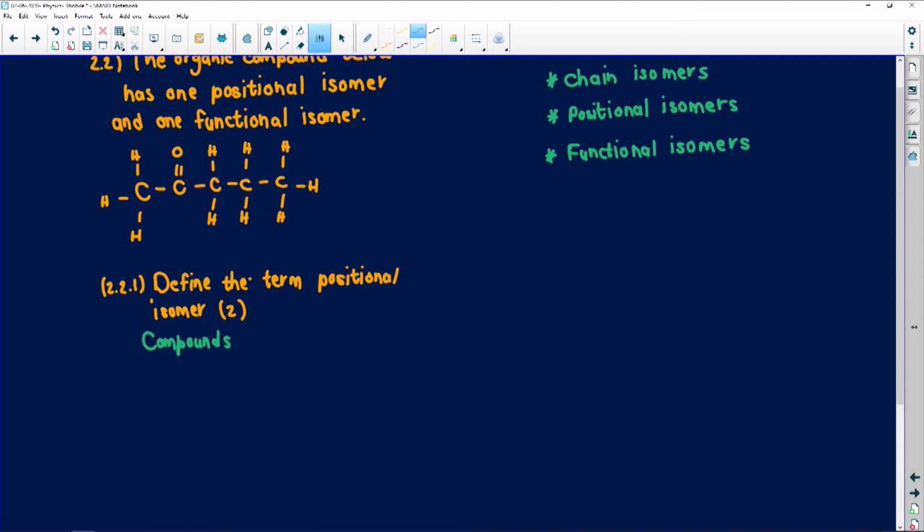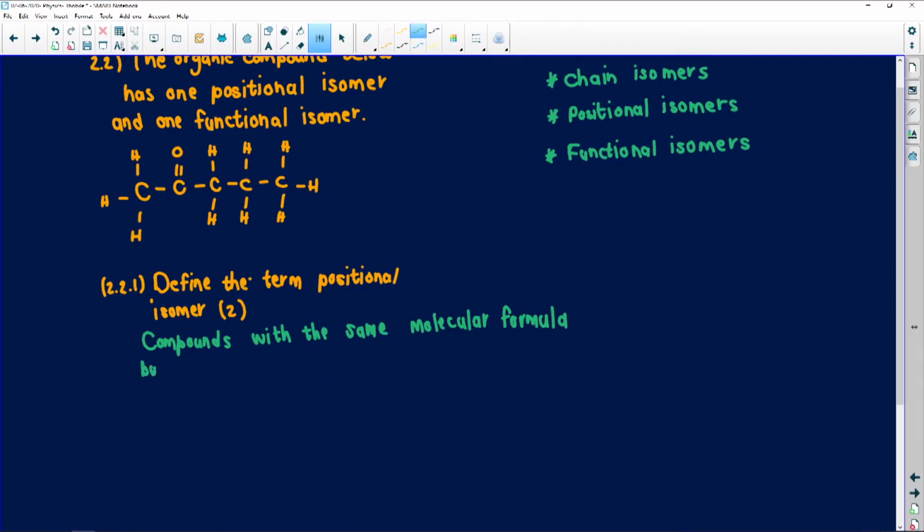In this case, if we're defining the term positional isomer, we have to say it's compounds, because we are working with organic compounds. So it's compounds with the same molecular formula, and this is true because what did we say? The formula remains the same, the number of carbons remains the same, and the number of hydrogens remains the same. However, the position of where they are can change, the length of the chain can change, and it can even change the function of it, or the functional group might change.